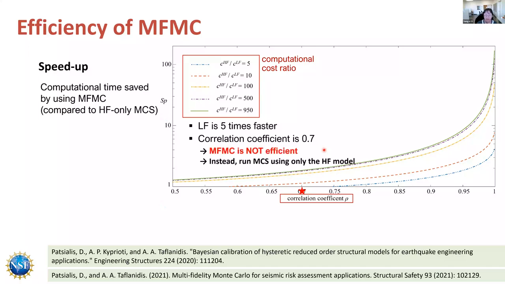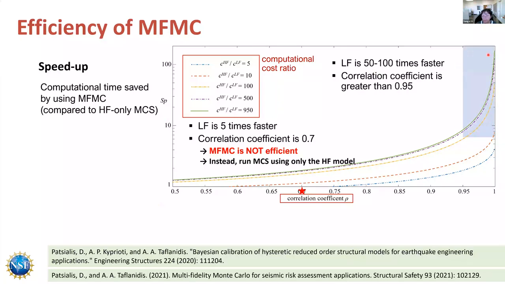But there are cases where multi-fidelity Monte Carlo becomes a very attractive solution to gain efficiency. In general, this can be said when your low fidelity model is about 100 times faster than your high fidelity model, and when your correlation coefficient is greater than 0.95. Then your expected speed gain is covered by this blue area, which can be beyond 10 times less computational effort if you introduce the multi-fidelity Monte Carlo simulation.